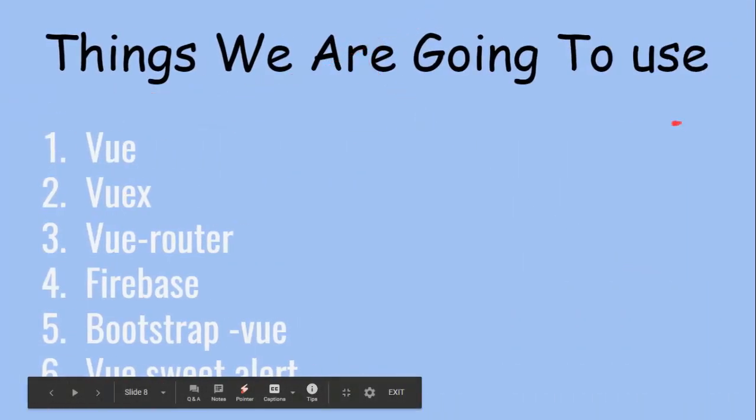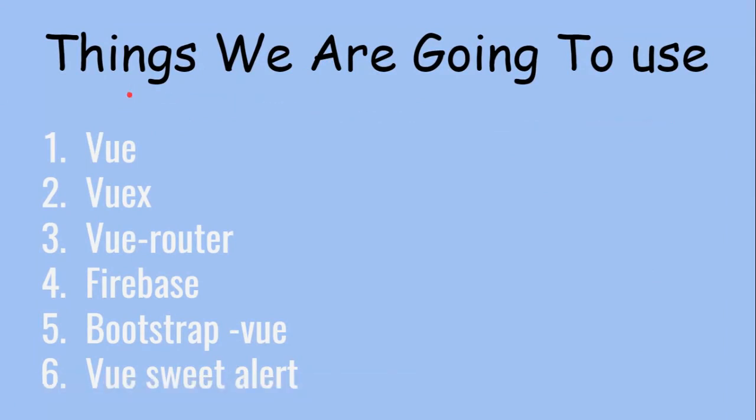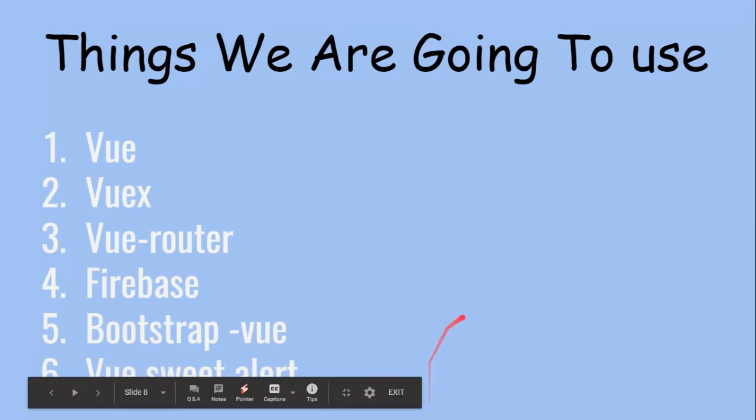Which things are we going to use in our checkout system? We are using Vuex, which is the store management for Vue.js, and Vue Router, Firebase, Bootstrap Vue, and also Vue Sweet Alert.